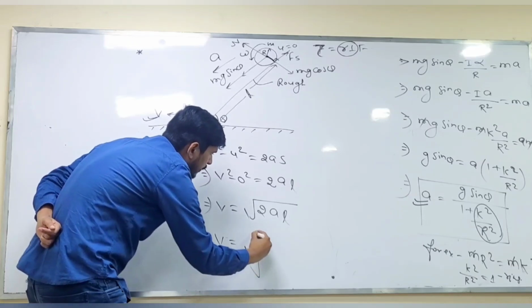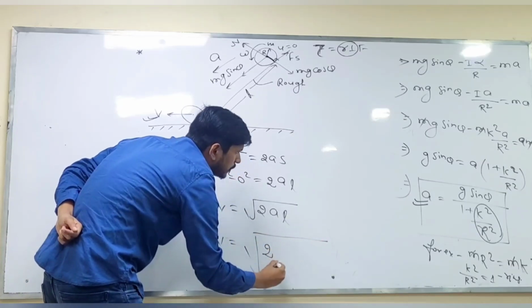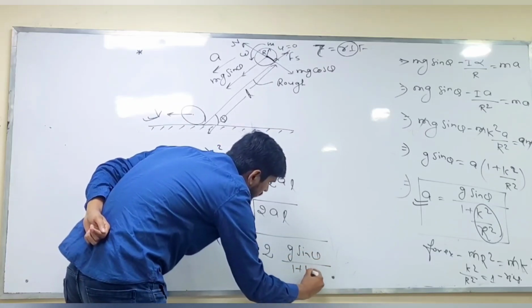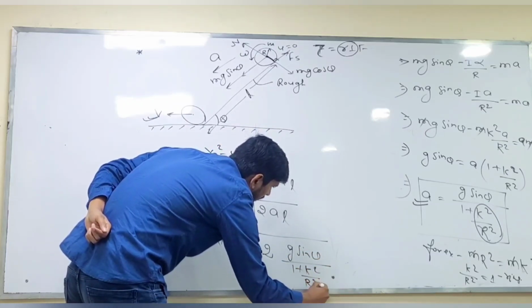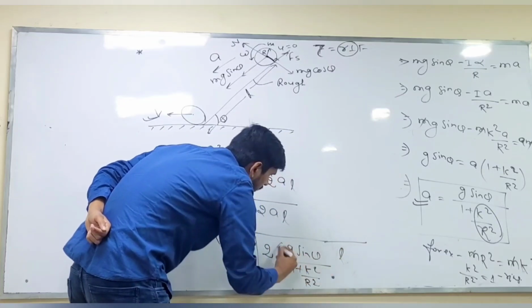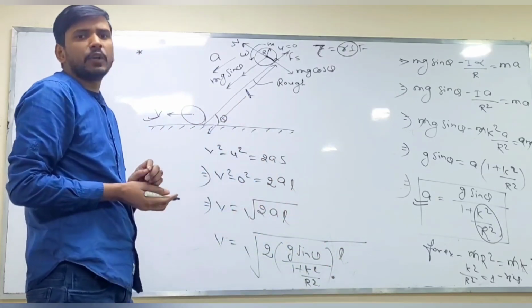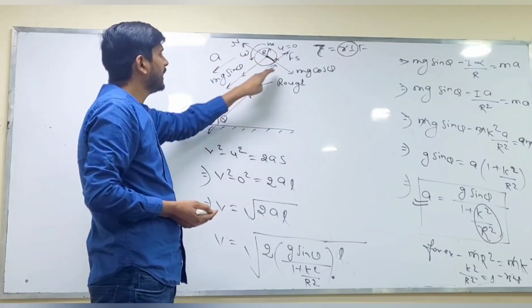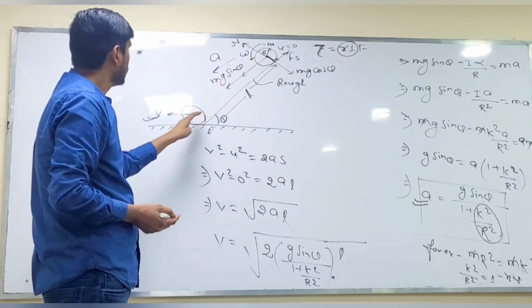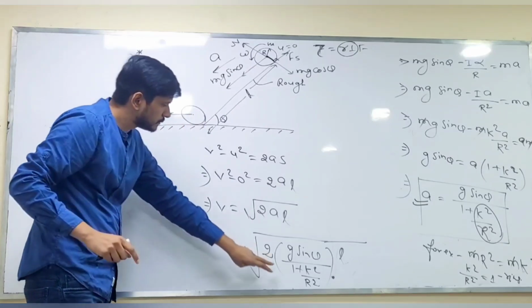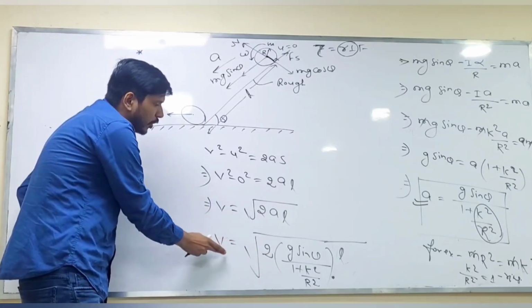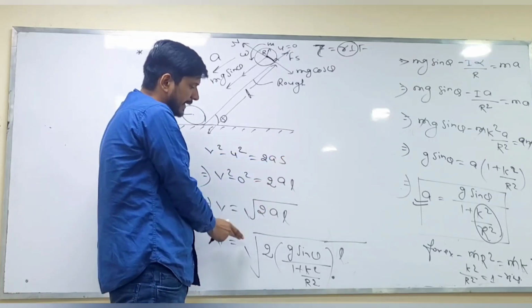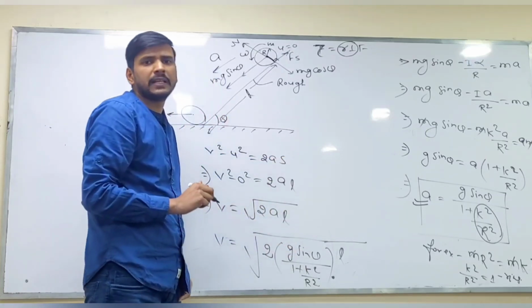And v is finally equal to the square root of 2 g sin theta l divided by 1 plus k square upon r square. This is the velocity of the body when it is left at a distance of L on an inclined plane. When it comes to the ground, its velocity is equal to this much. Velocity is also independent of the mass of the body. Just like acceleration, it depends only on the value of k square by r square.